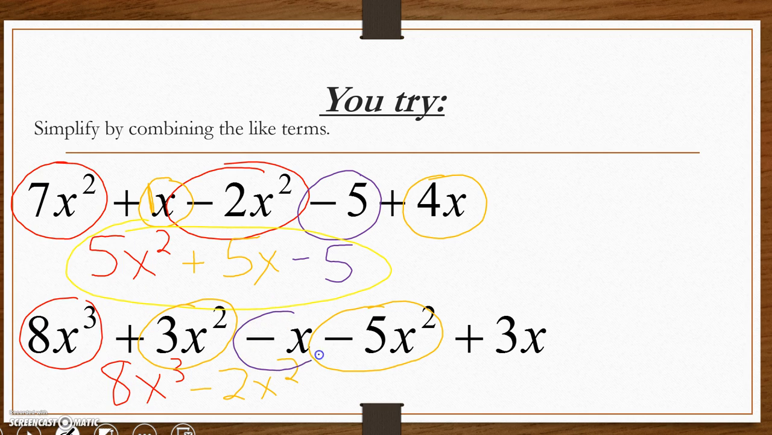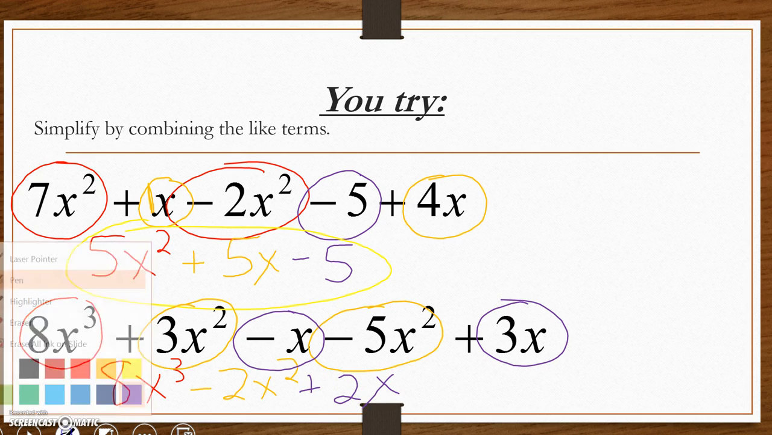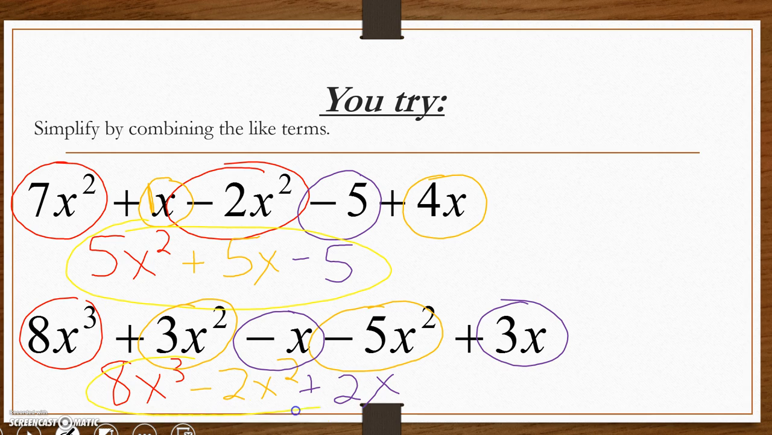And then finally we have this minus x and this positive 3x. That combines to be 2x. So that is our final answer. We can't do anything else with that problem.